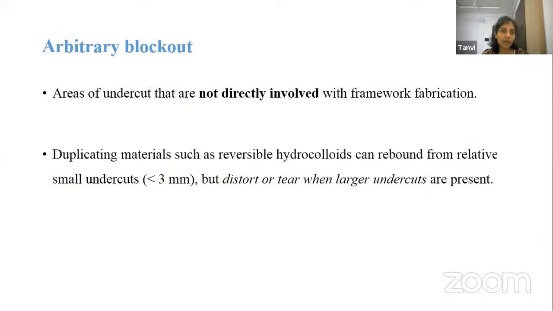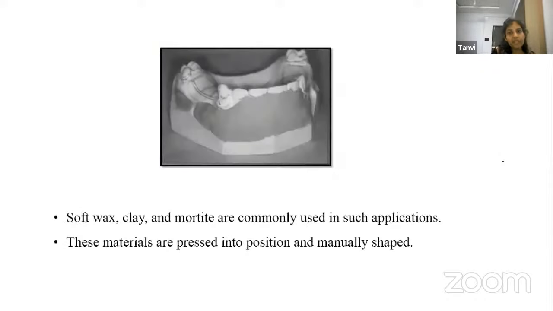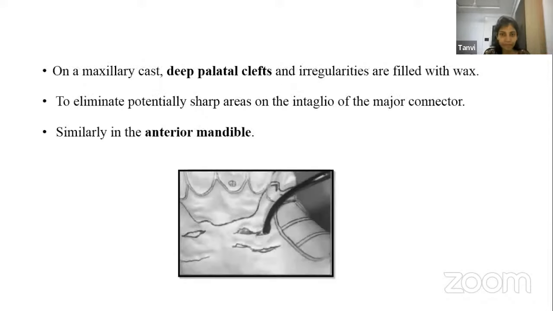Next is the arbitrary blockout. As the name suggests, it can be done arbitrarily, on those areas of the cast that are not directly involved in the framework fabrication, like the land areas, the areas of the attached gingiva, and the areas of the anterior mandible. So they are done arbitrarily. As shown in the figure, soft wax, clay, and Mortite are commonly used in such applications, and they do not require shaped instruments. They can be placed manually in the position as shown in the figure.